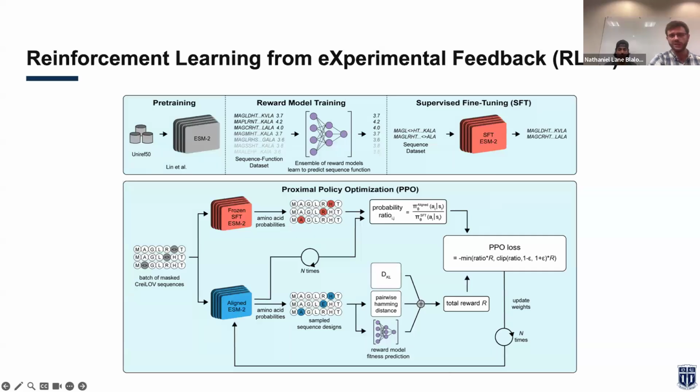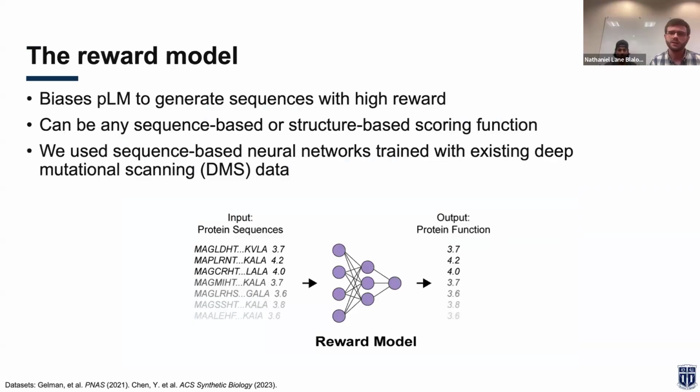Before I go into a few more details about this, what's really important to this process is the reward model training. At the core of RLXF is a user-defined reward model that modifies the base protein language model to generate sequences with high reward values. In principle, this can be any sequence-based or structure-based scoring function. It can be a machine learning model. It can be just an equation you have for solubility. It can be a zero-shot predictor. There are evolutionary POTS models. You can do Rosetta-based energy functions. You can even do multiple of these all at once, like a multi-objective criteria.